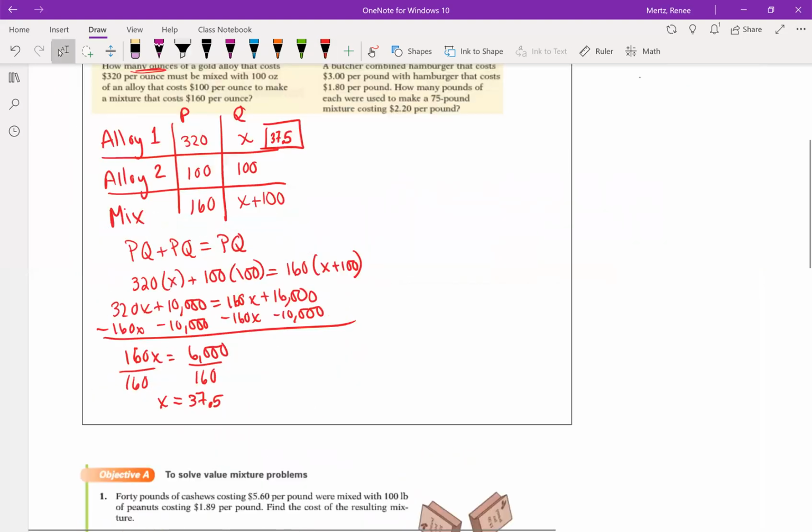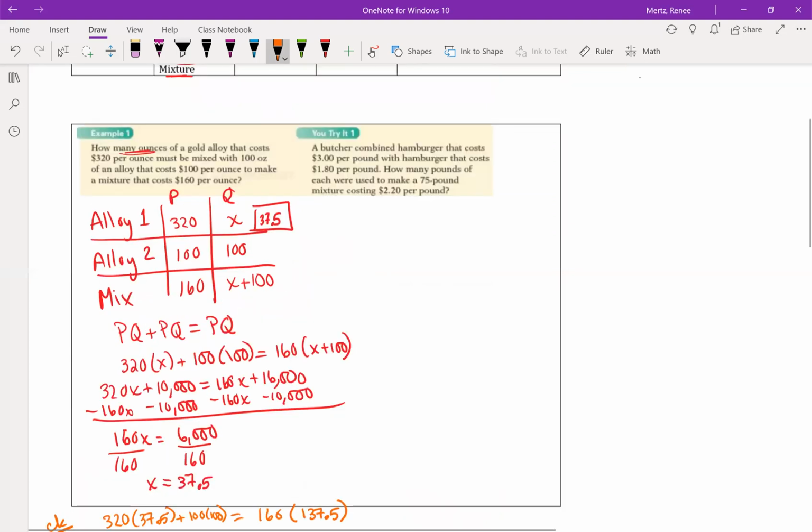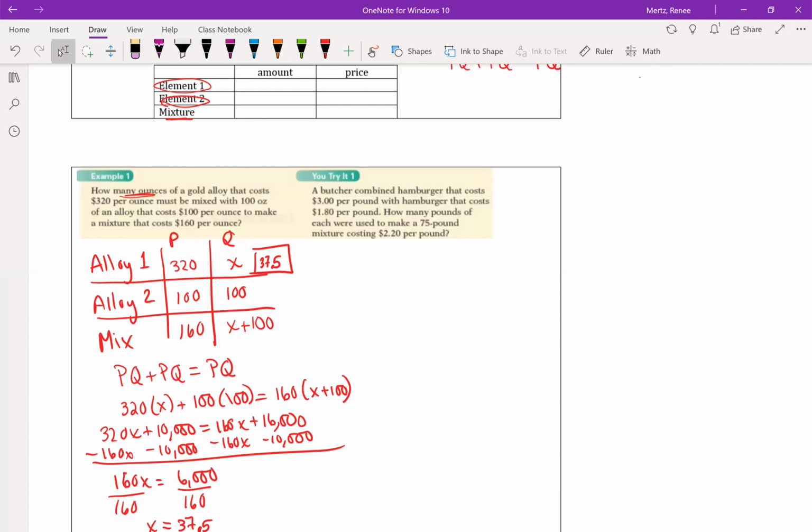If I wanted to do a quick check, my check would be, does it work? So is 320 times 37.5 plus 100 times 100 equal to 160 times 137.5? I did 100 plus X. I would just do that math, and it does check, and it is equal. Next, you try it too.